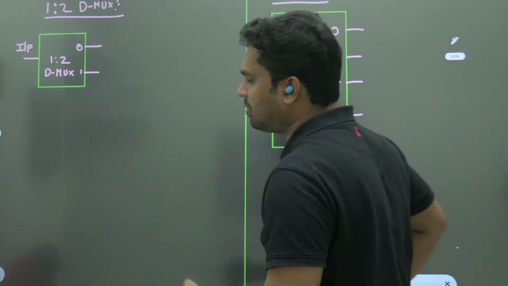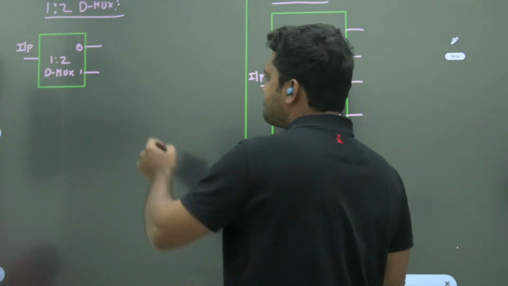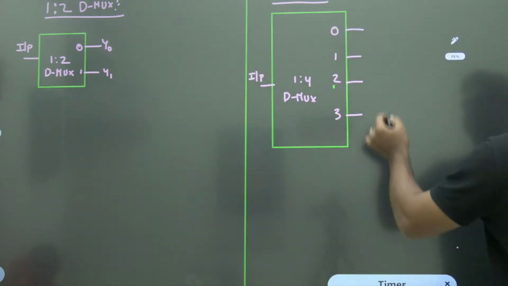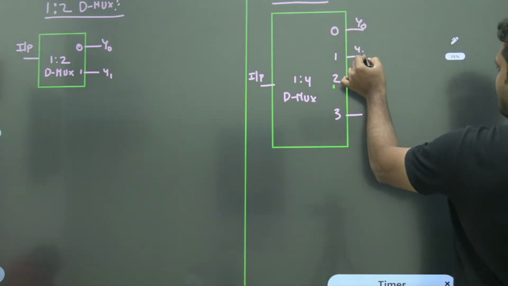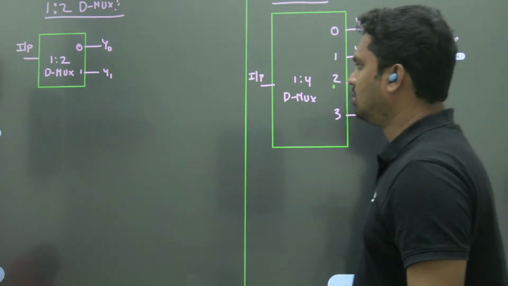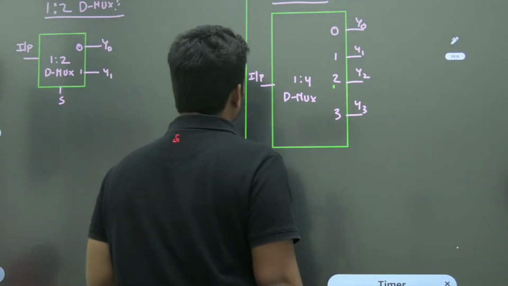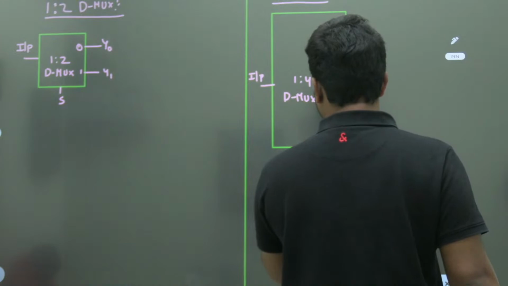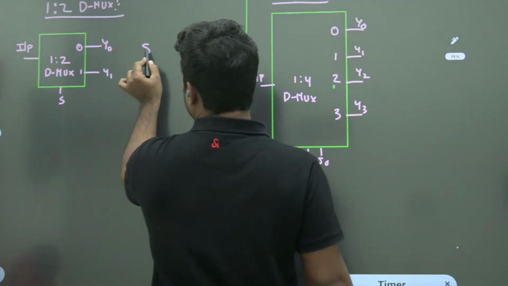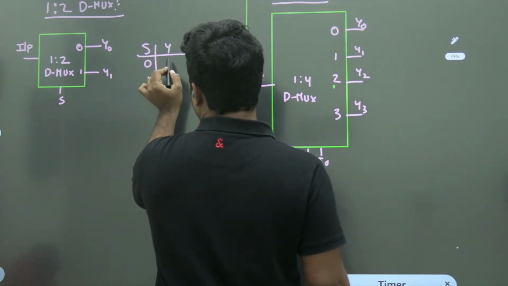Right. 1 by 2 and 1 by 4 demux. So one input, two outputs. Give names to the outputs, why not? Okay, so you have one selection input. Two selection inputs. Here your required condition is when the selection input is 0 and 1, your outputs are y0 and y1.